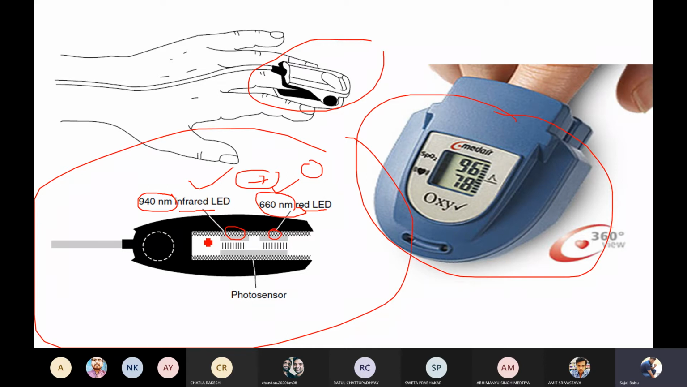But don't consider that this pulse oximeter is having only red light, it is not having infrared light. It is having infrared light, but it is not visible to you, right? As you know, in your TV remote also, you can see clearly it is having some LED. But if you observe, it is not going to give any light, so that means your TV is not working, right?